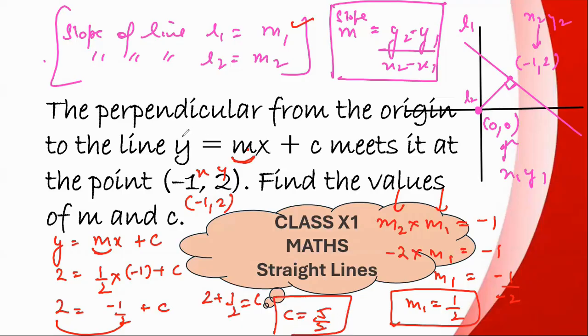And the slope of line L1, which we represented as m1, which is m only, is half, right?